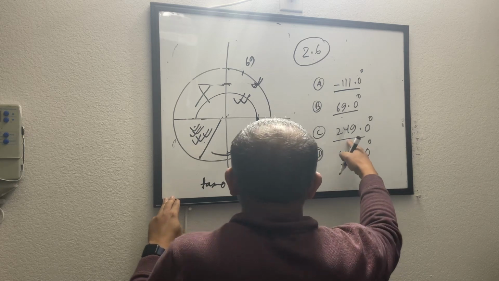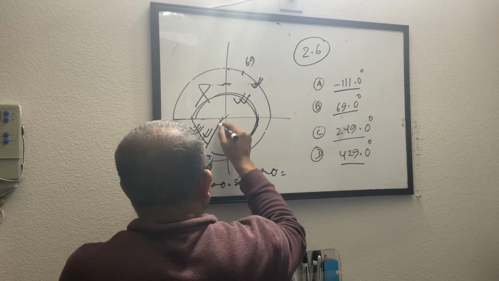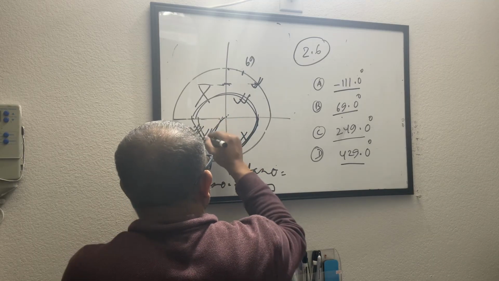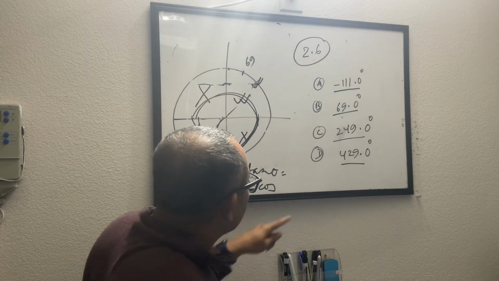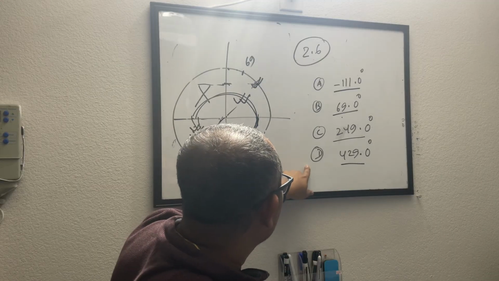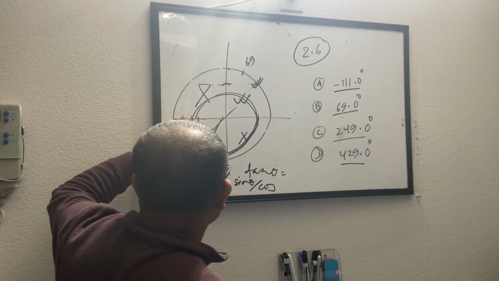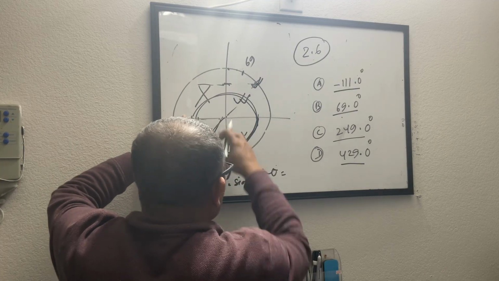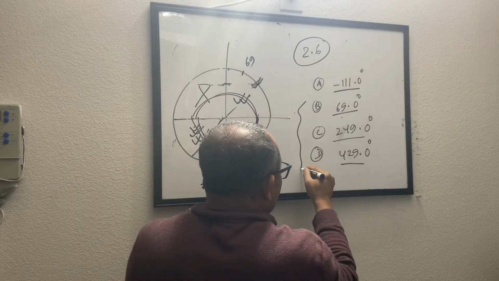And 249 is how much? 180 plus 69 here. So what we are seeing is these three are giving the same value, 69. Okay, this is 69. Both are negative. So this one and this one both are equivalent to 69 degree.